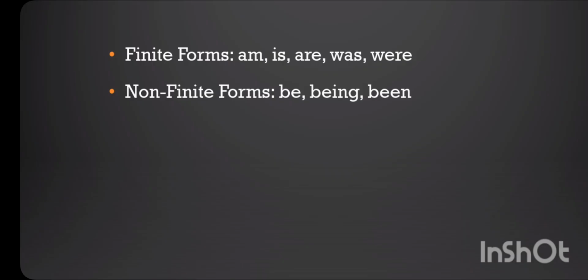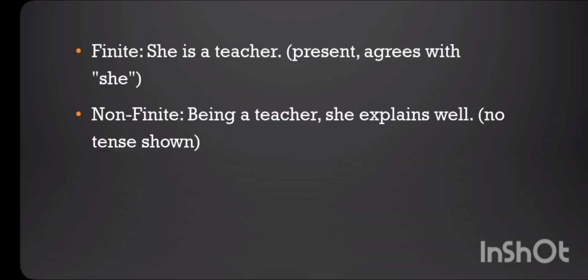So we can say as a conclusion that finite forms include is, am, are, was, were, and non-finite forms include be, being, and been. If you want to see a comparison example, the finite form says she's a teacher, whereas the non-finite form can be used as being a teacher, she explains well.